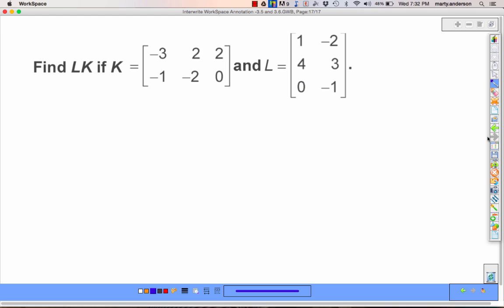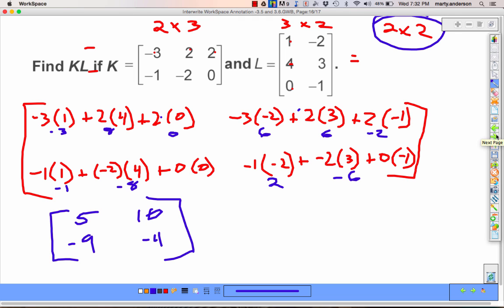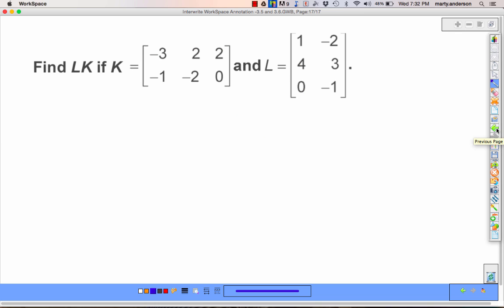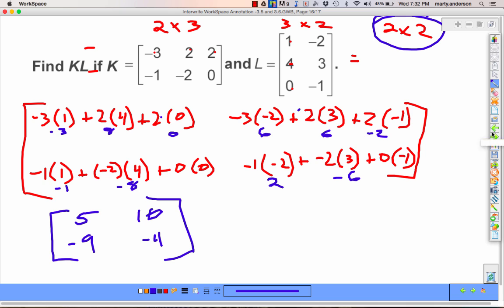We should probably do one more. Is this the same problem? It's the same problem. How can it be the same problem? Must have copied the wrong one over.